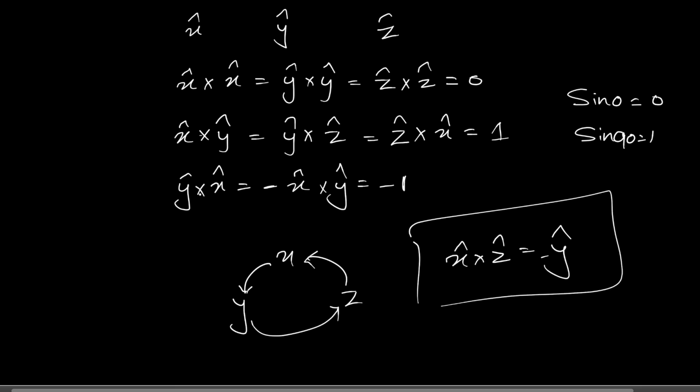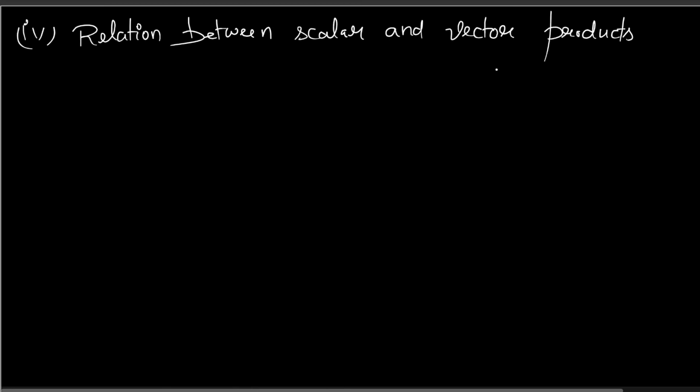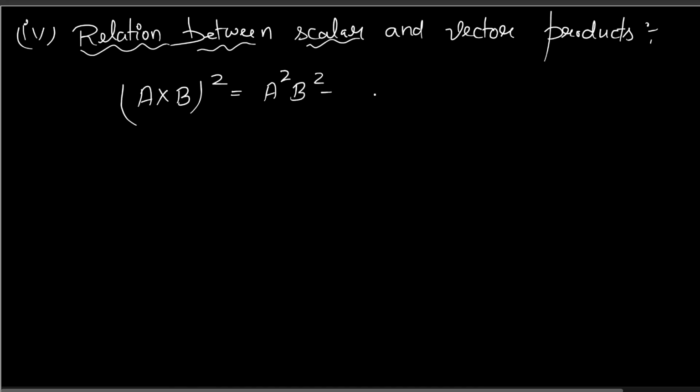And then the next, the relation between the scalar and the vector product, you have to just try to remember it. It is not of much use, but maybe in some exam they directly ask some question related to it, and it is nothing but (a dot b) the whole square.